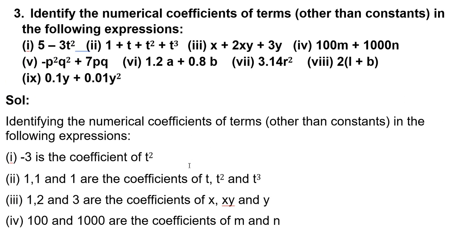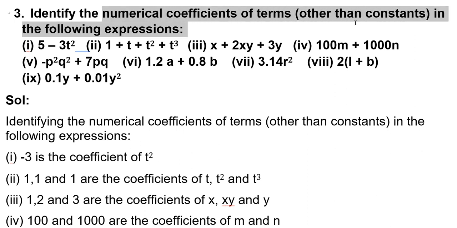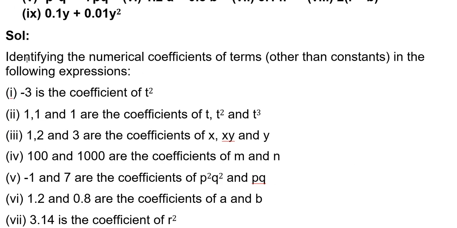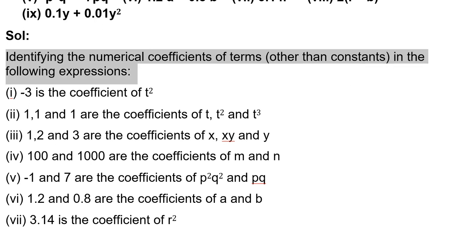Third problem. Identify the numerical coefficients of terms other than constants in the following expressions. First, 5 minus 3t square. Second problem, 1 plus 2t plus t square plus t cube. Like that, 9 problems are there. Solution. Identifying the numerical coefficients of terms other than constants in the following expressions.